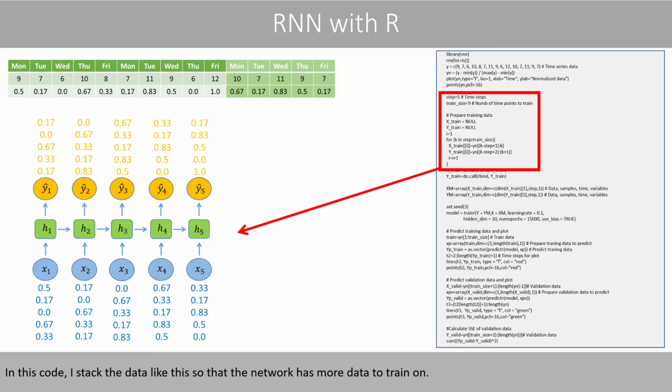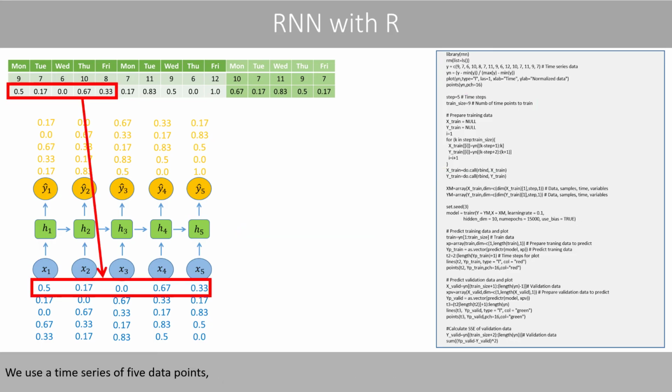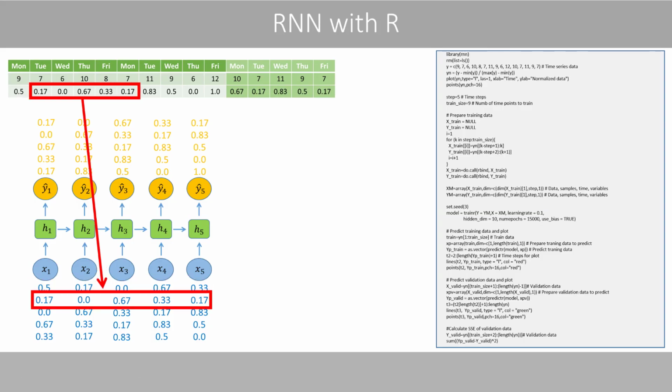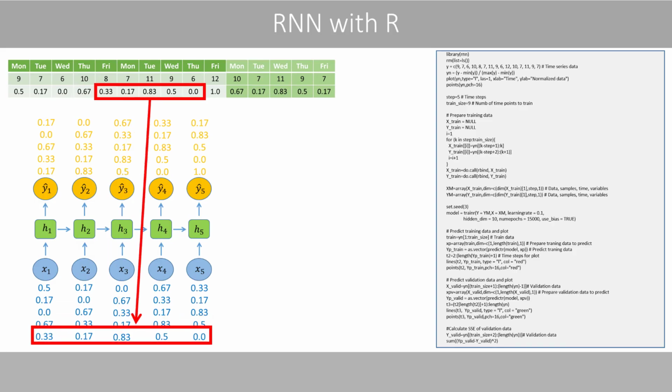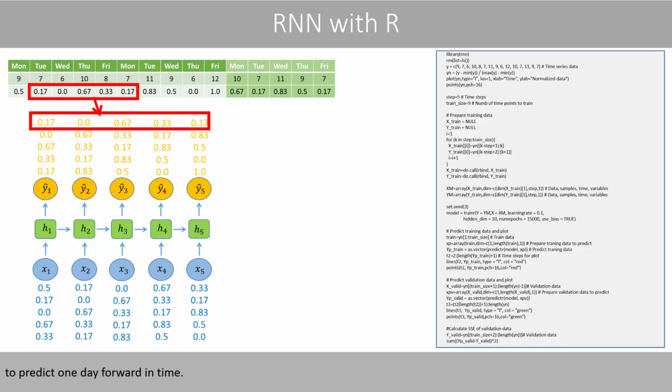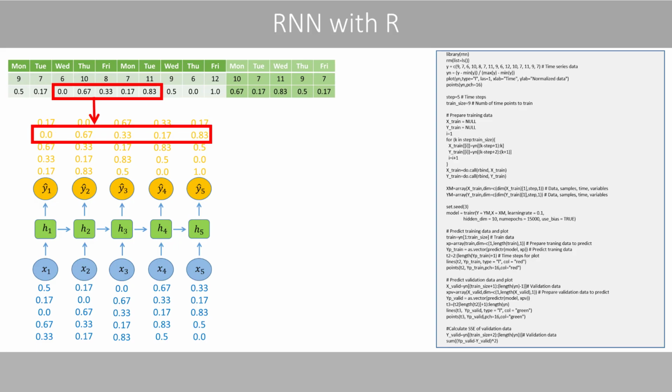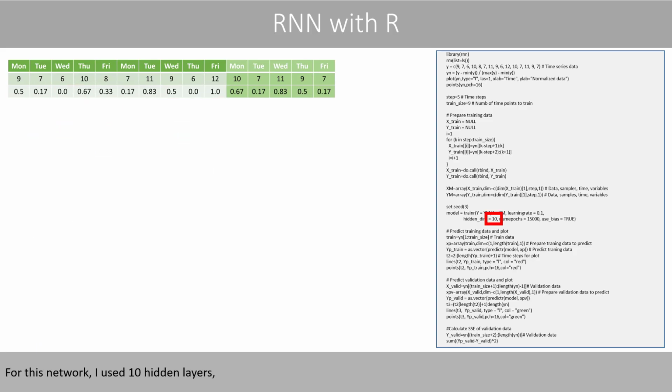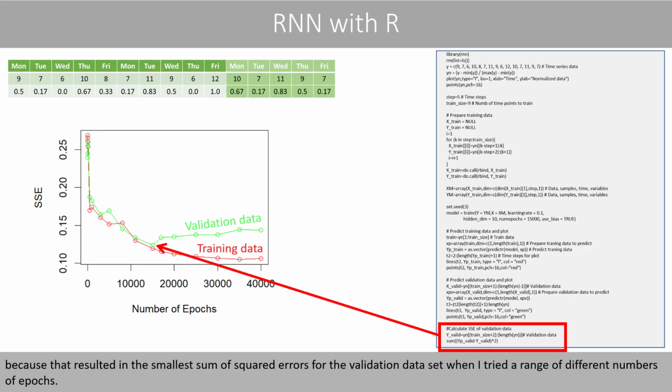In this code, I stack the data like this so that the network has more data to train on. We use a time series of 5 data points to predict 1 day forward in time. For this network, I used 10 hidden layers and ran 15,000 epochs, because that resulted in a small sum of squared errors for the validation dataset when I tried a range of different numbers of epochs.